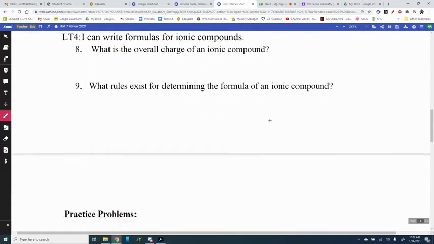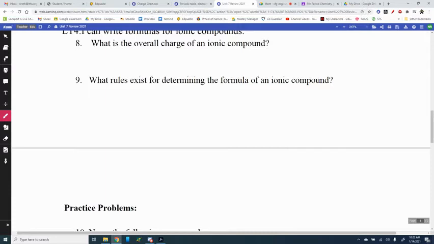Okay, so rules for determining the formula. First, we just find the symbols. Sodium is Na, chloride is Cl. Then we find the charges. Sodium is +1, chlorine is -1. Then we have to balance those charges out. Sodium and chloride are already balanced, but if you have a +1 and a -2, then we have to add an extra +1. We are going to be practicing that down below, so I'm going to wait to do that until we're ready for that. And that is all for that.